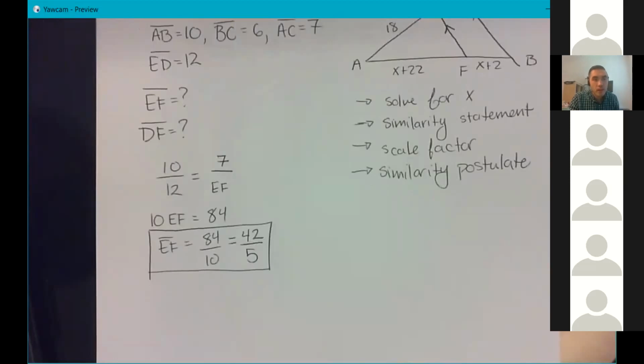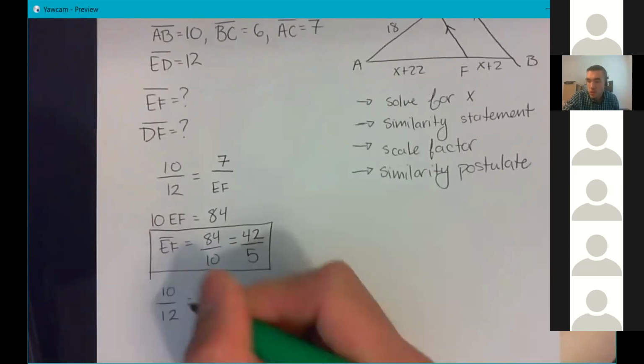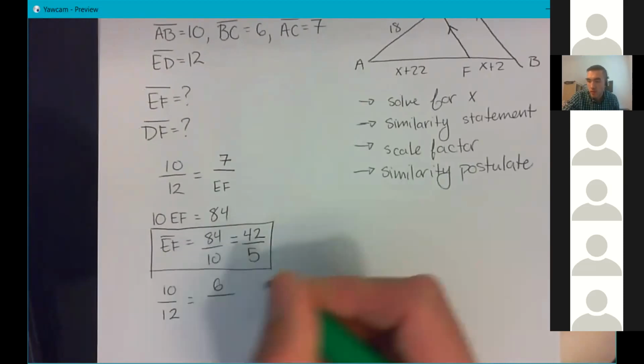And then for the second one, DF, again, we look at the original similarity statement to see what that's proportional to. It's proportional to BC, so that'll be 10 over 12 is going to be equal to 6 over DF.